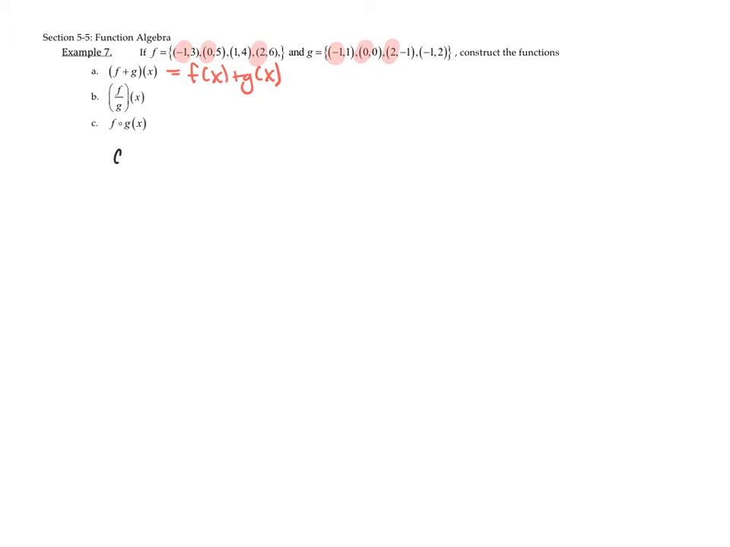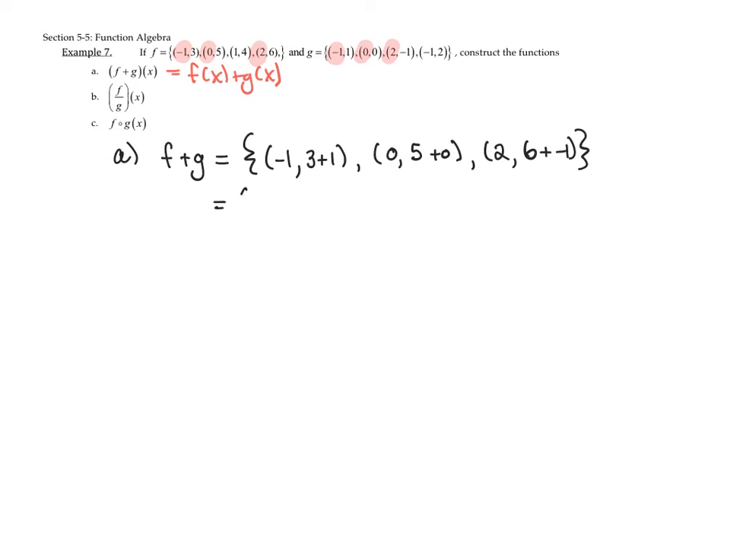So what we're going to do for the f plus g of x, we're just going to call that f plus g. And we're going to start with the first common ordered pair they have, which is -1, and we are going to add the outputs. And then the next common ordered pair they have is 0, and then we're going to add the output from f to the output from g. And then our final common ordered pair is x equals 2, and we're going to add the output of 6 to the output of -1. And then just simplifying, our ordered pairs become -1, 4, 0, 5, 2, 5.